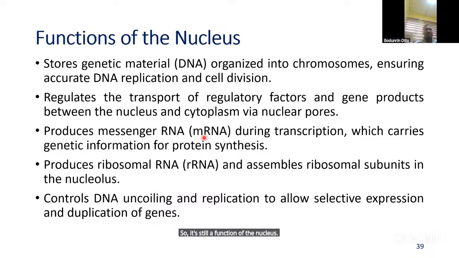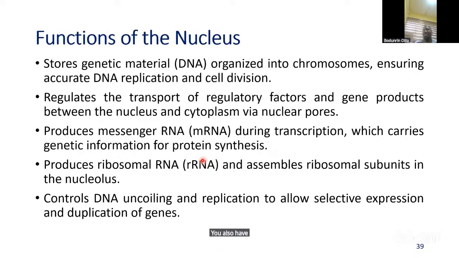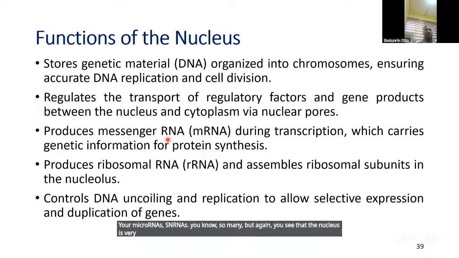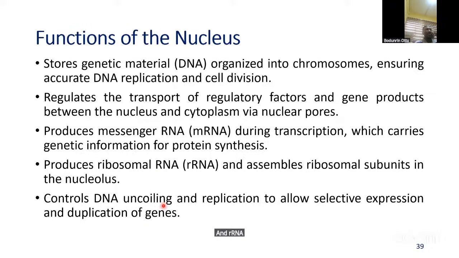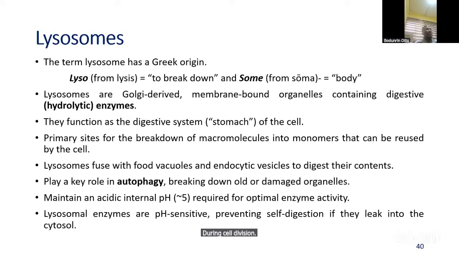You know, there are different types of RNA: mRNA, rRNA, tRNA. You also have microRNAs, snRNAs, so many. But again, you see that the nucleus is very important for the production of mRNA and rRNA. Then you have gene expression and duplication of genes, like I said. During cell division, this happens.